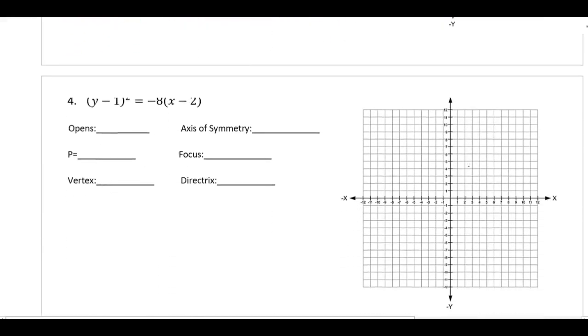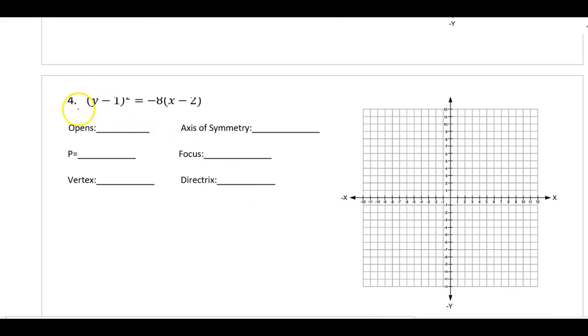Alright, let's take a look at the last two here. Okay, so (y - 1) squared, right? Since y is squared, I know it's going to open left or right. Since it's negative 8, I know that this is going to open left. If negative 4p is equal to negative 8, p is equal to 2.